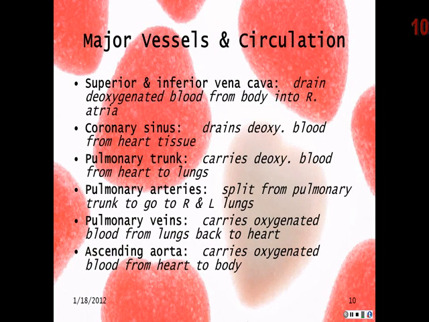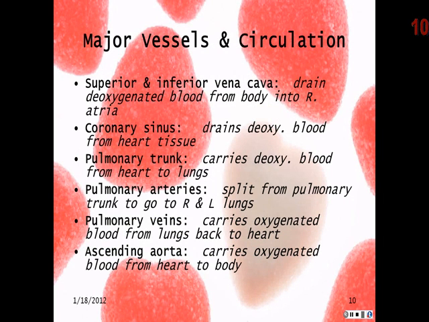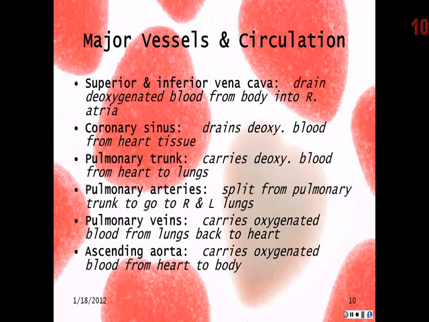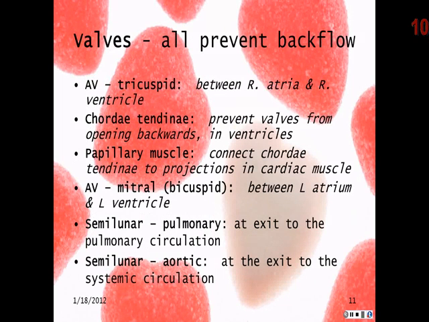This will split into the 2 pulmonary arteries traveling to the lungs, where the blood becomes oxygenated. It returns to the heart via the pulmonary veins and enters in the left atria. Next, it flows to the left ventricle and exits via the ascending aorta and carries oxygenated blood to the body.